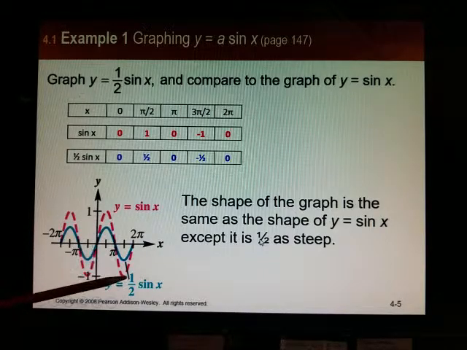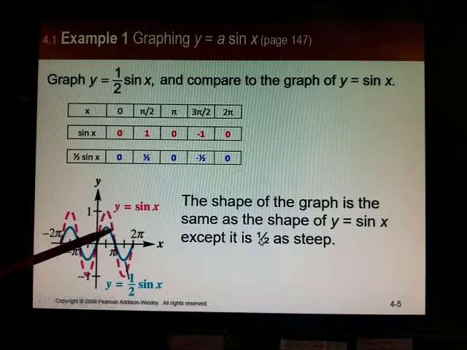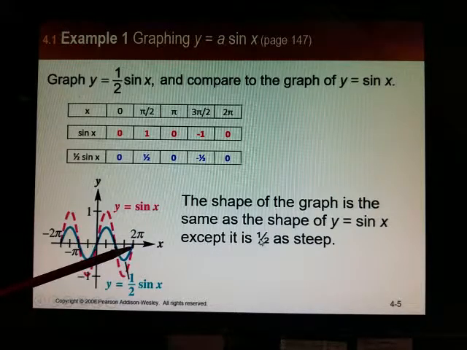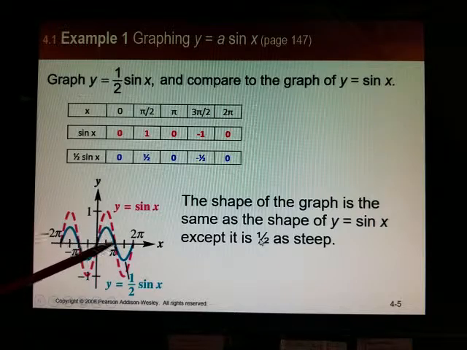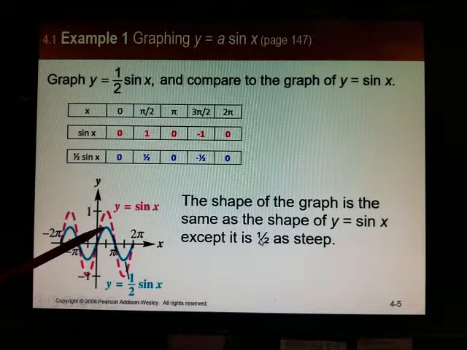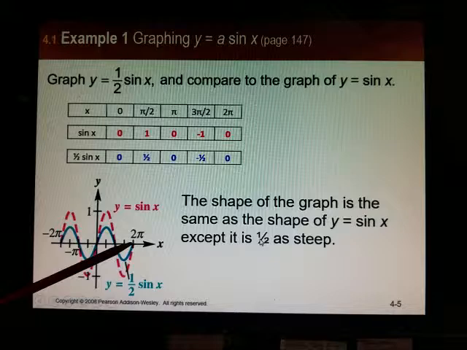This is the sine of x graph. Notice it's going from 0 to 1 to 0 to negative 1 to 0. The half of the sine of x, it's only going to be half as tall. So notice it only goes to 1/2, 0, negative 1/2, 0.